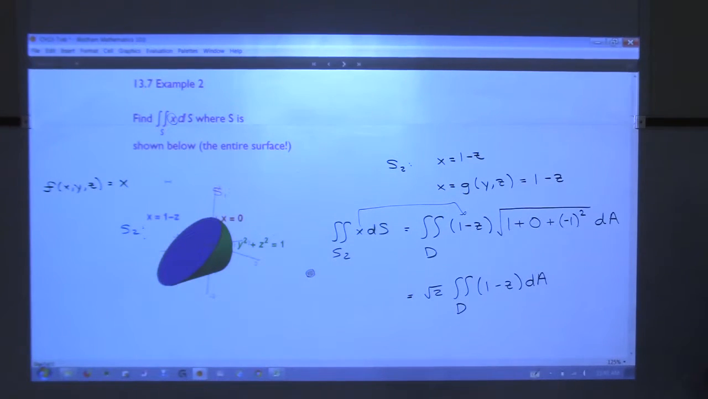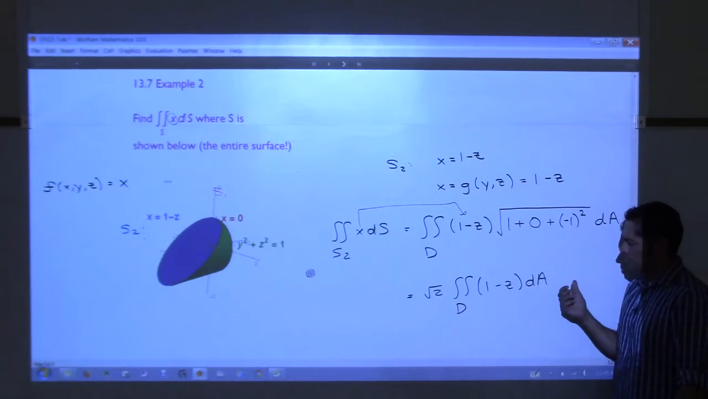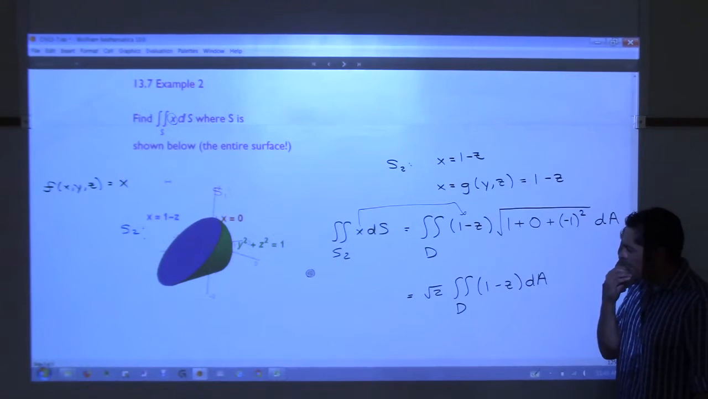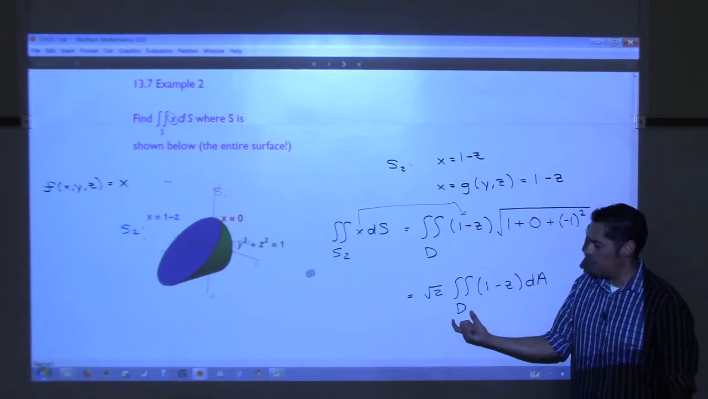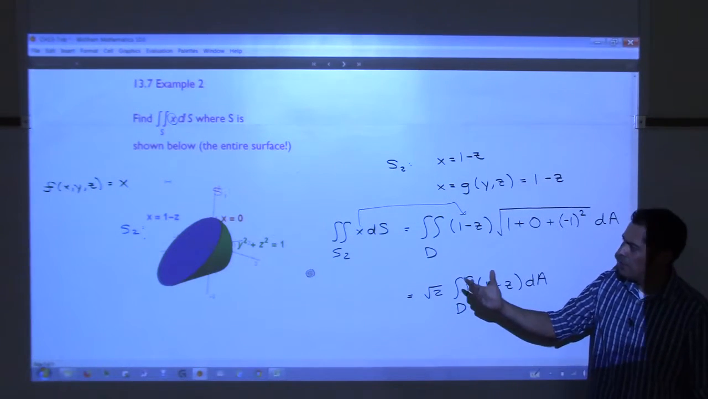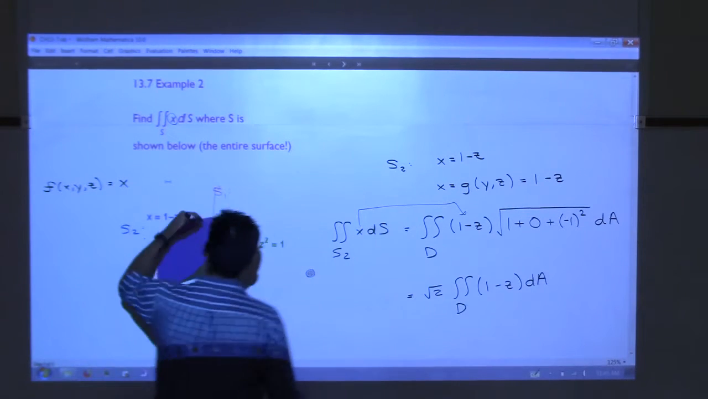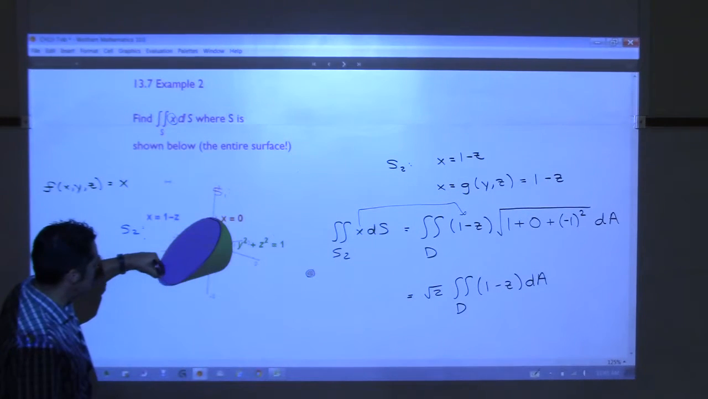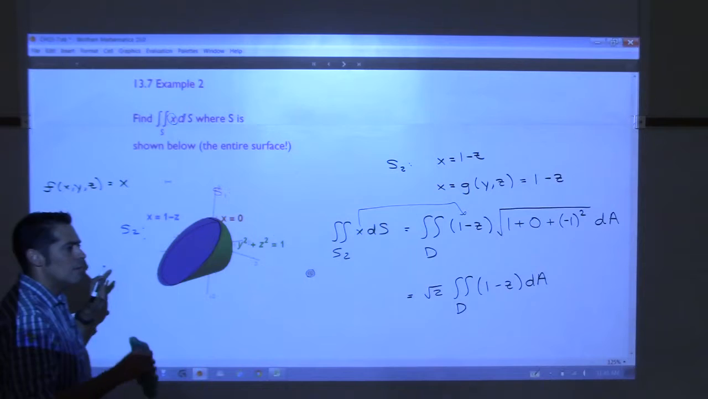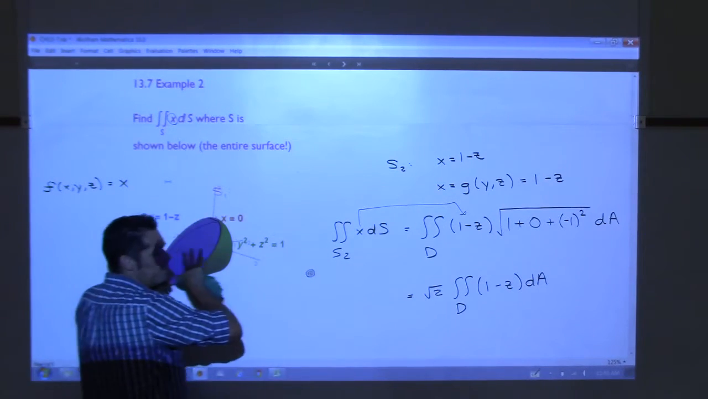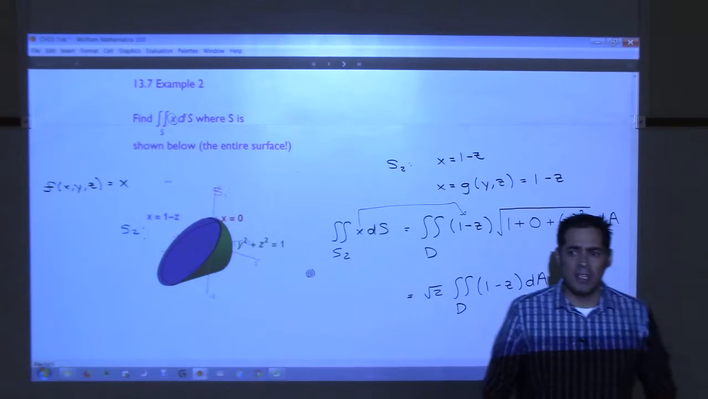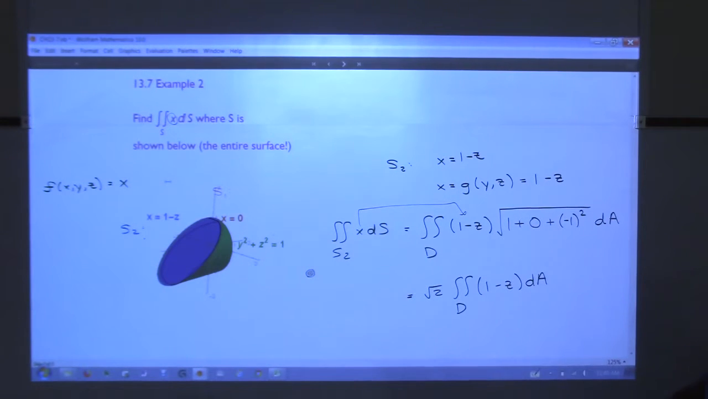And what is this? I need to somehow look at my D. My D is my domain for my surface. Now, this was our surface, right? This was, it's the blue one right there. So that surface was a function of y and z. So if we project that surface onto the yz plane, what does it look like?